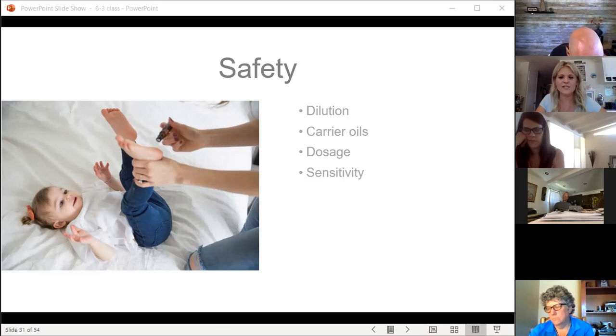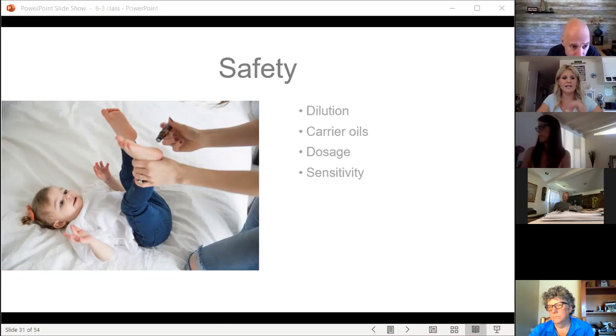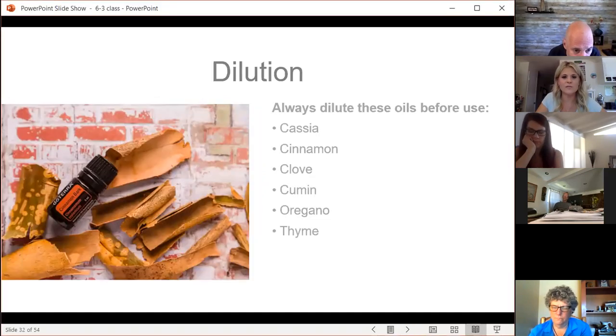You want to make sure that you see how your body reacts to each individual essential oil. So learning how you can use your essential oils topically will be really important. Dilution is important. I always recommend that people start using their essential oils diluted when using them topically.